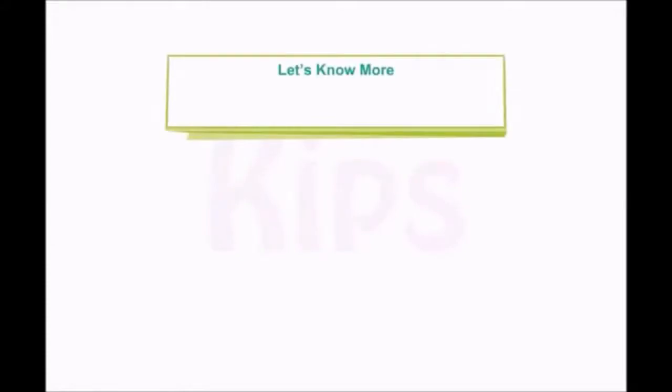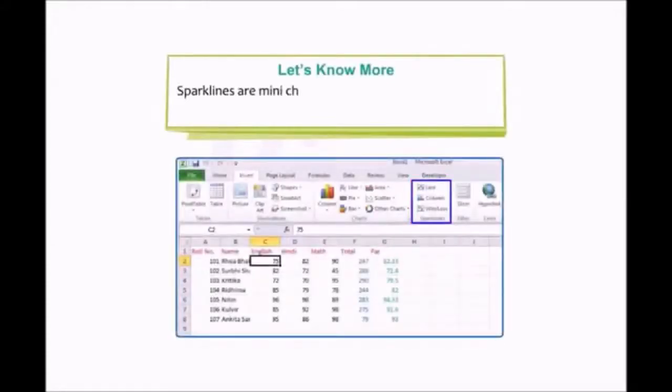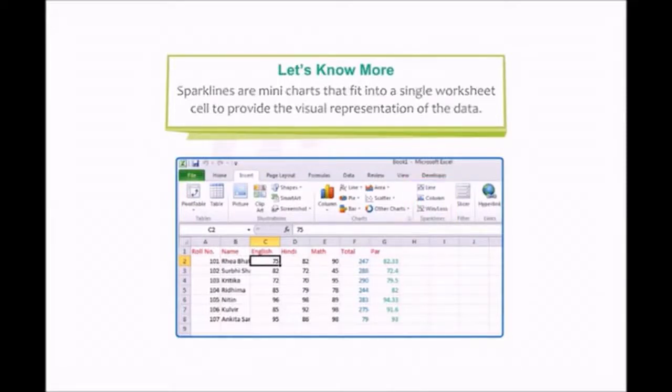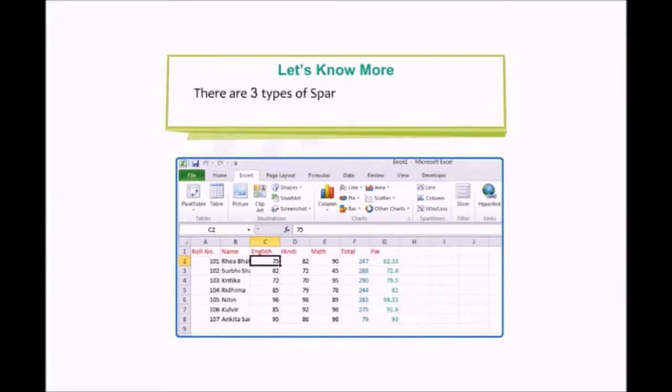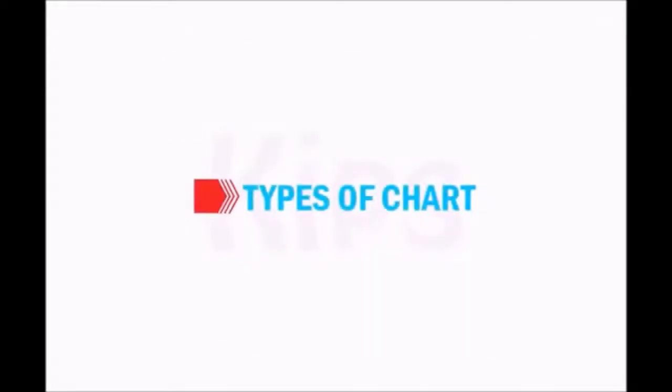Students, let's know more. Spark lines are mini charts that fit into a single worksheet cell to provide the visual representation of the data. There are 3 types of spark lines: line, column, and win or loss. Now let us talk about the types of chart.